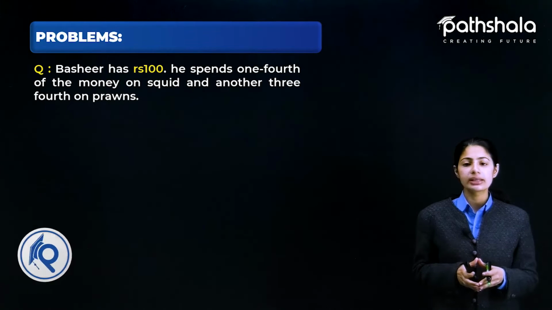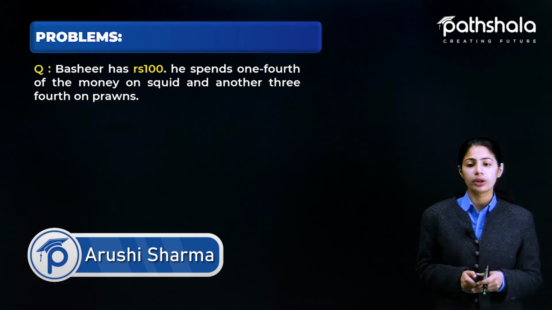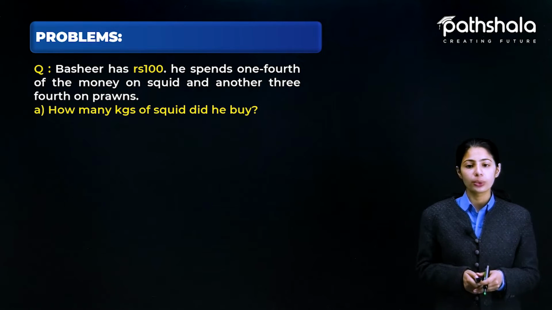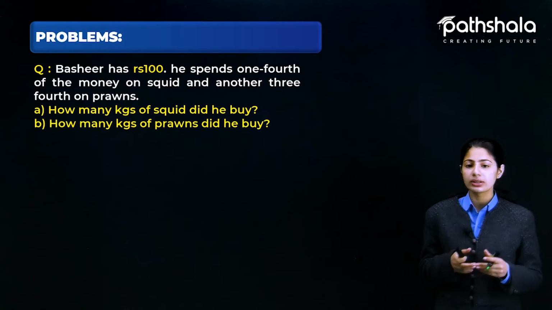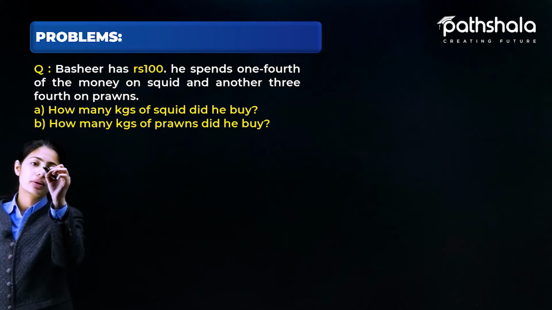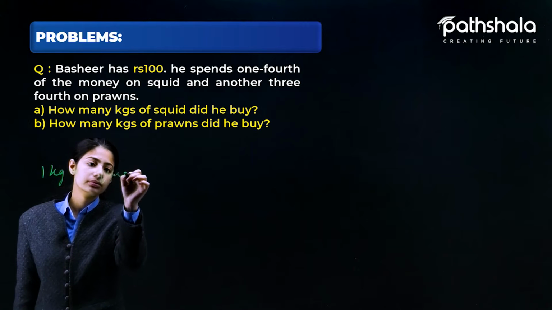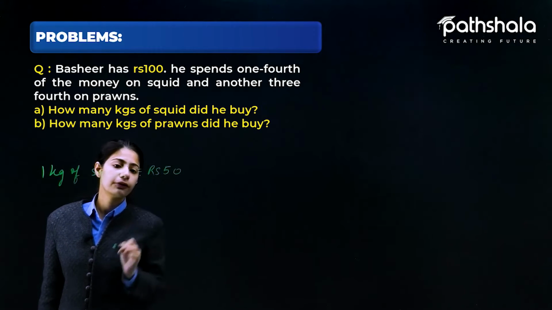Bashir has rupees 100. He spends 1/4 of the money on squid and another 3/4 on prawns. So first is how many kgs of squid did he buy, and second is how many kgs of prawns did he buy. So 1 kg of squid is equal to rupees 50.